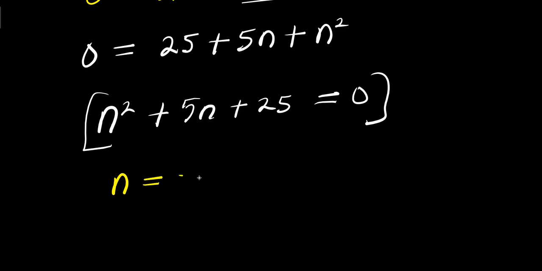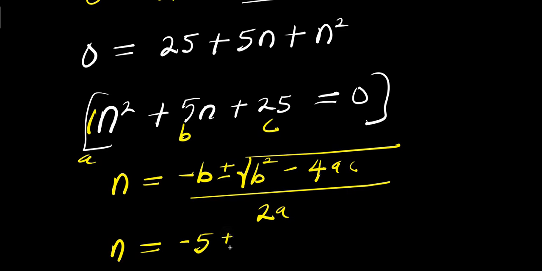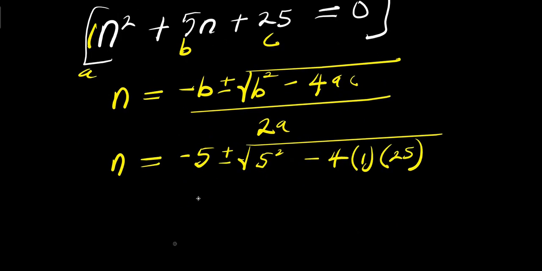We have n equals negative b plus or minus the square root of b squared minus 4ac, divided by 2a. 1 is the coefficient of n squared, that is my a, this is my b, this is my c. n equals negative b, that is negative 5, plus or minus square root of 5 power 2 minus 4 times a, which is 1, times c, which is 25, and this is divided by 2a. That's 2 times 1.